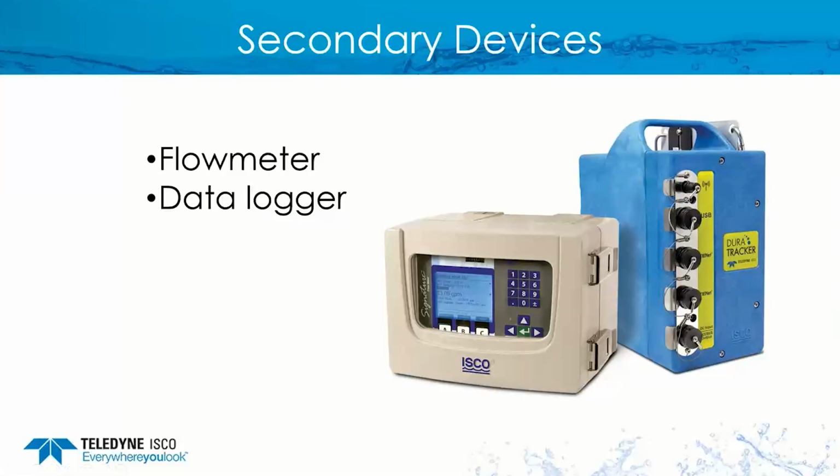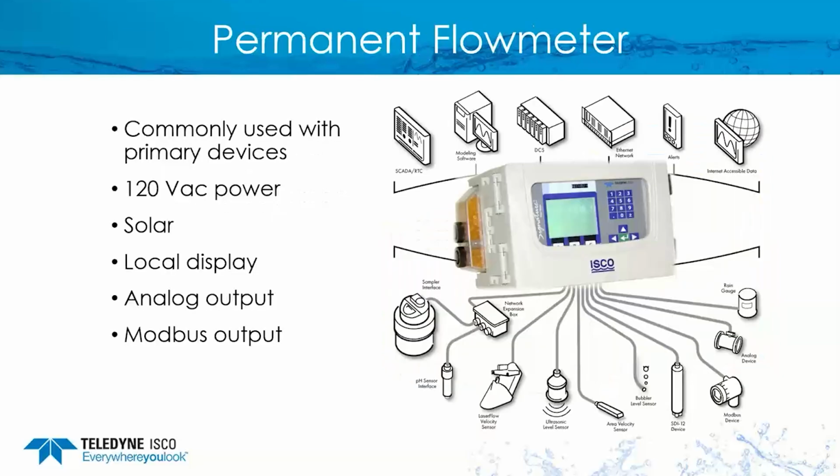All right, so as far as secondary devices, there's two parts to it. You have the flow meter and the sensors. So what's the difference between the two? Both of these devices here are used with level sensors to calculate the flow, and they're both capable of having a modem installed so you can gather your data remotely. Now, the most common one that you're going to see with flumes is going to be our permanent meter.